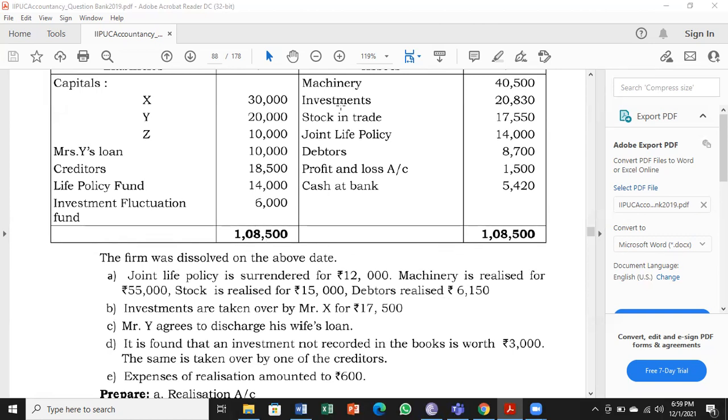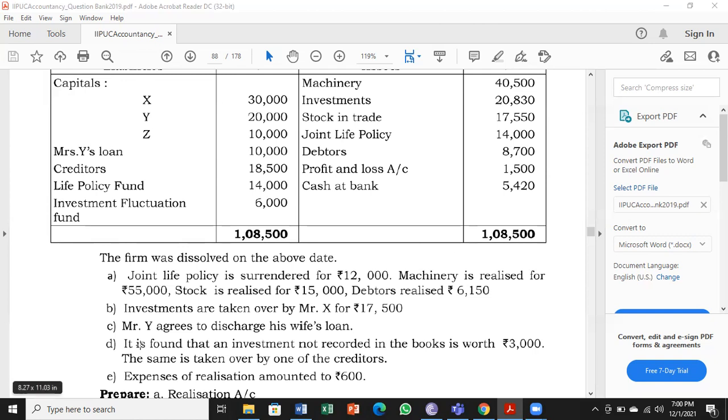So 4 assets are realized. Then in information B, investments are taken over by Mr. Y for 17,500. So 1 asset is taken by one of the partners. Next, C, Mr. Y agrees to discharge his wife's loan. Discharge means pay the wife's loan. So Y says to the business, I'll pay the money due to my wife towards the loan. So that will be like a liability taken over.